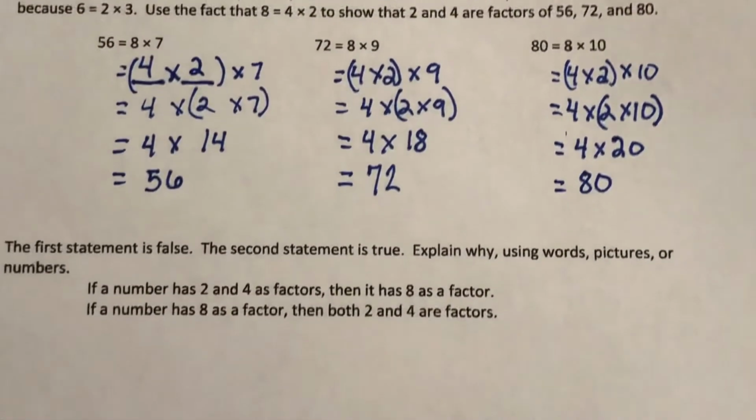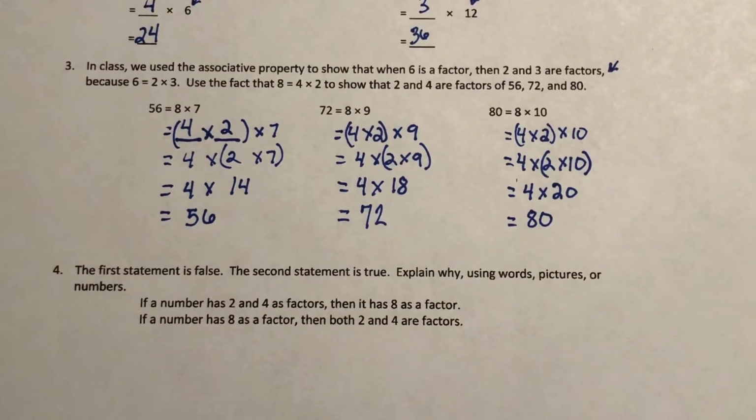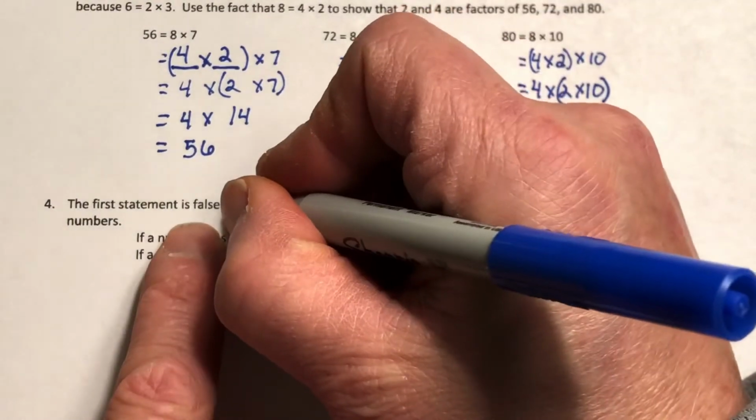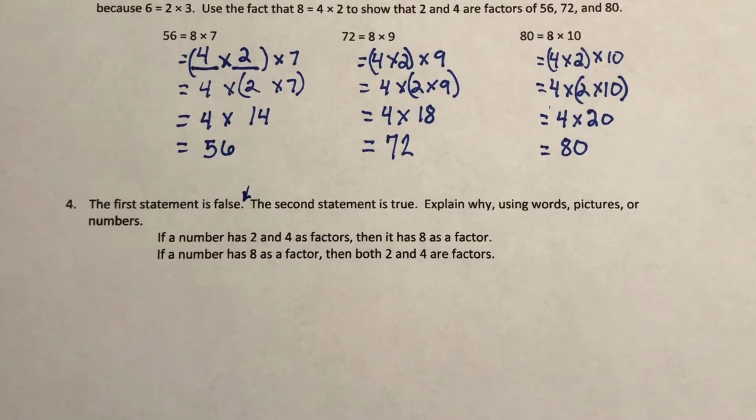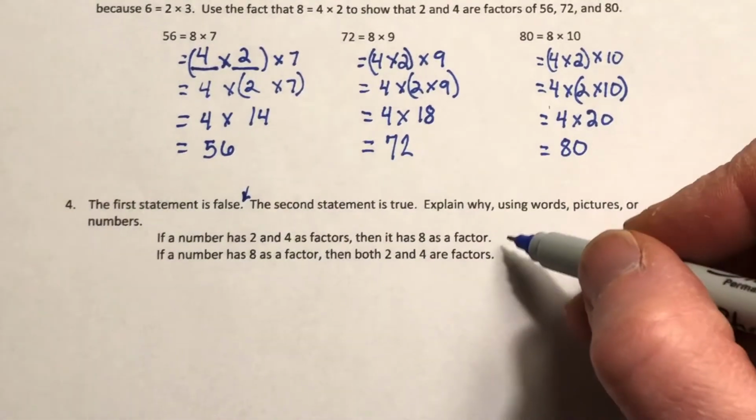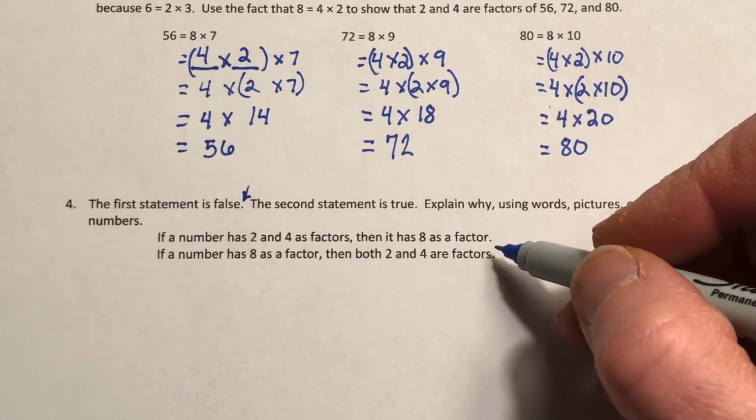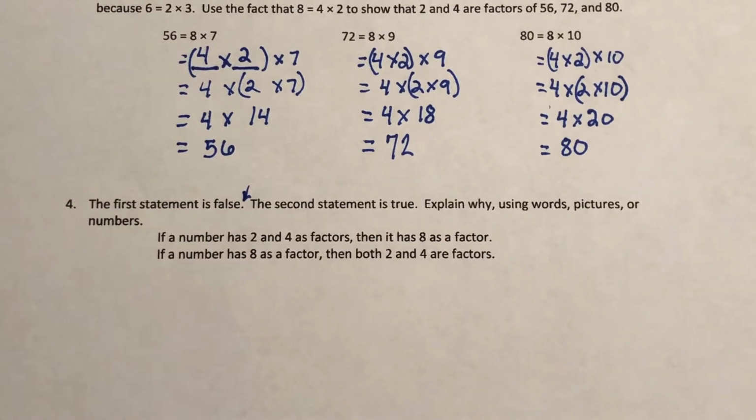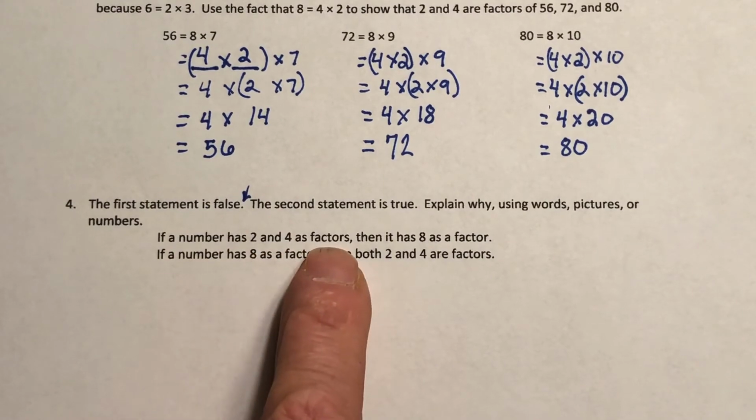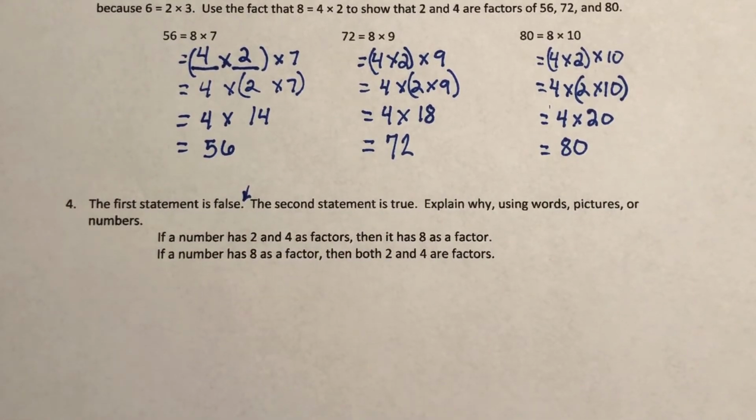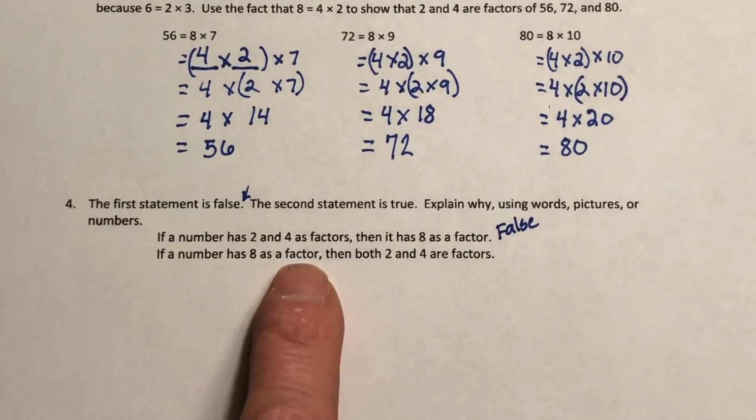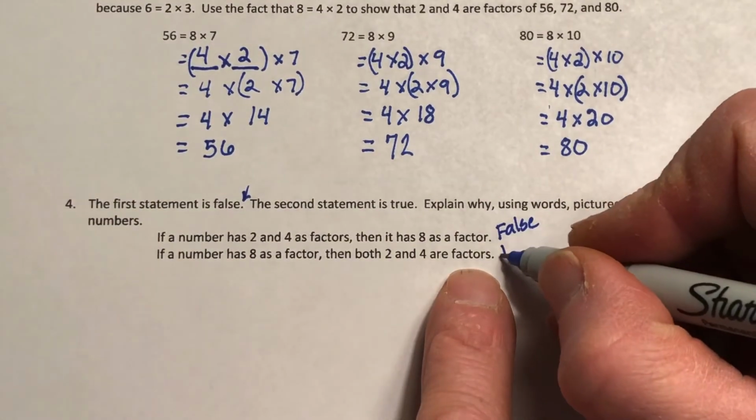Okay, and then the last one, and we're done, all right? The first statement is false, period, stop. Okay. So it's false. This one's not true. Okay. And explain why using words, pictures, or numbers. Okay. So it says, if a number has 2 and 4 as factors, then it has 8 as a factor. So this is false, it says, all right? It's going to write down false. If a number has 8 as a factor, then both 2 and 4 are factors. This is true. We just proved that up here.